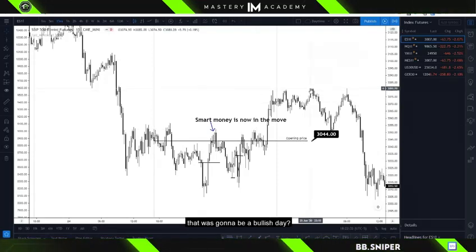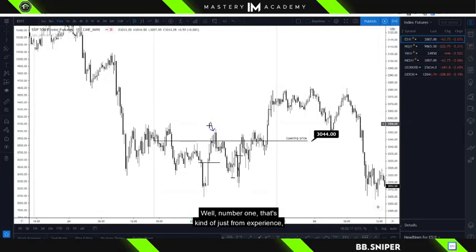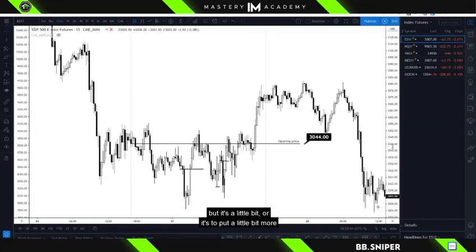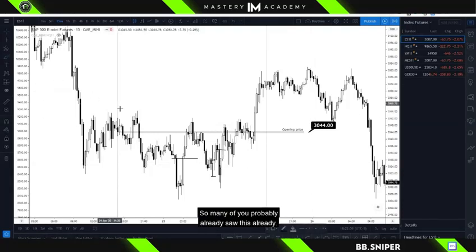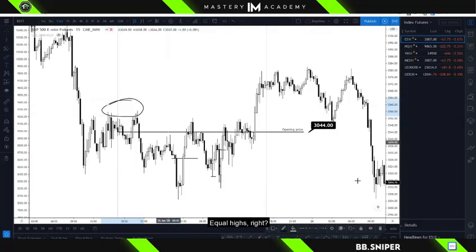Now, how did we anticipate that that was going to be a bullish day? Well, number one, that's kind of just from experience, but to put a little bit more reasoning, if you haven't seen it already, if we're going to go long, we need a target, right? So what's our target? Some of you probably already saw this already. Equal highs, right? That is a very short-term, easy target.